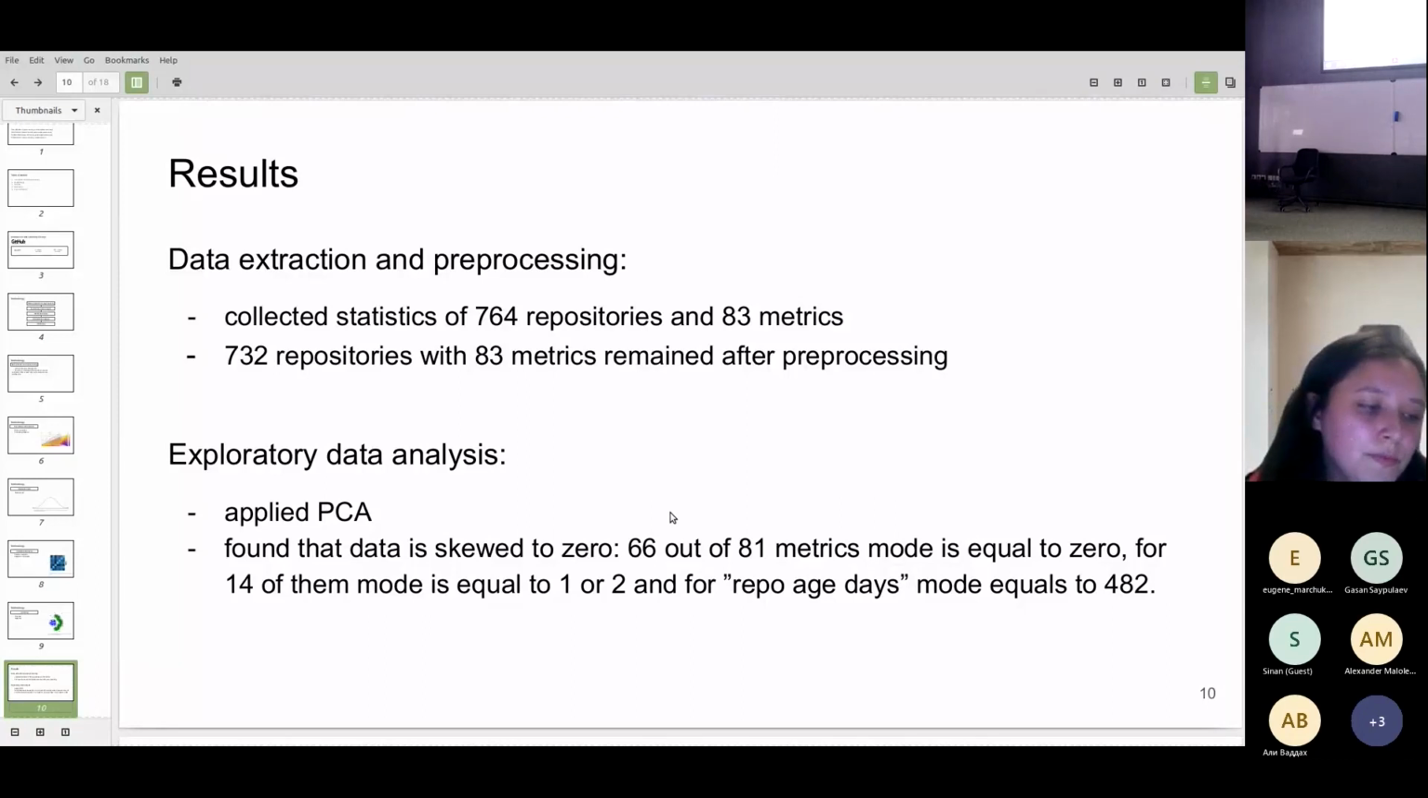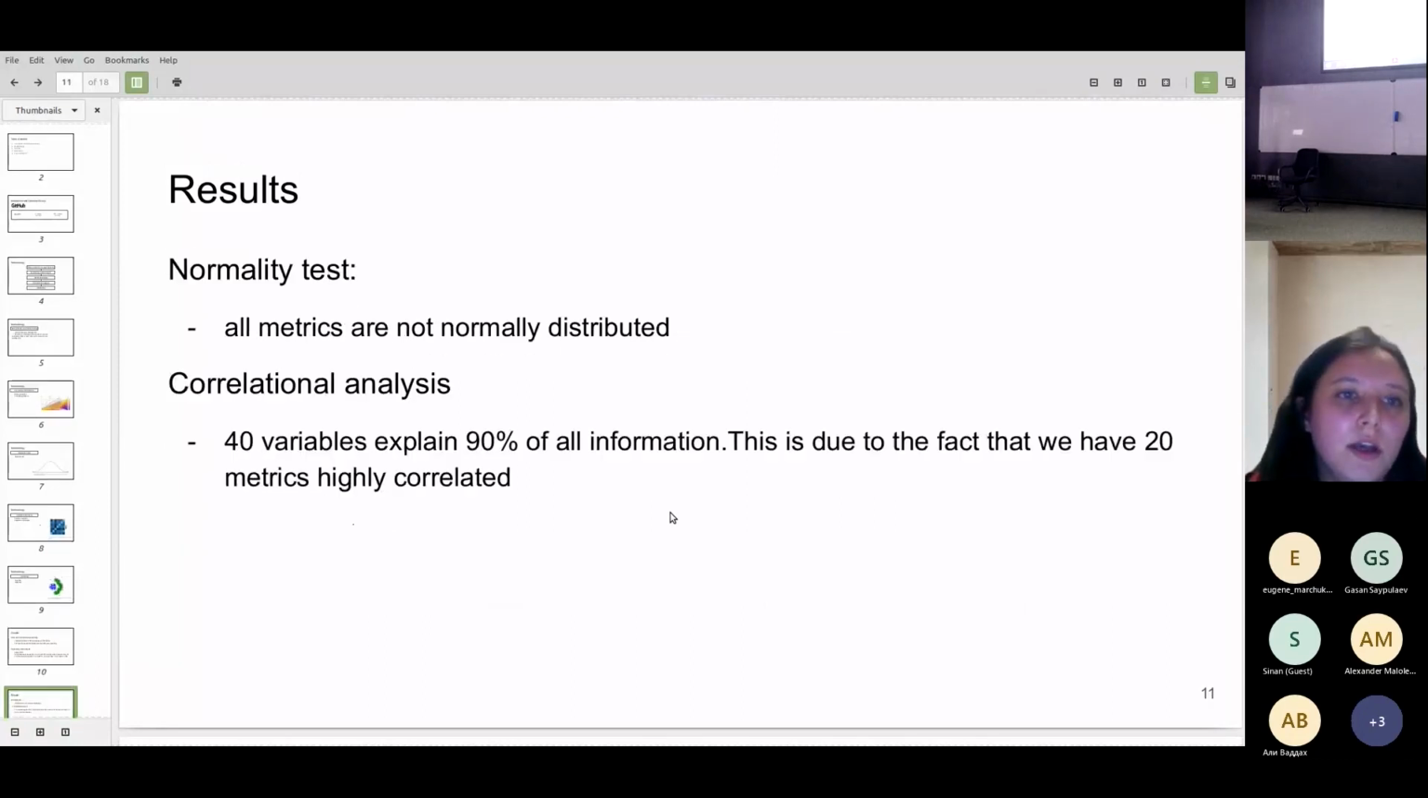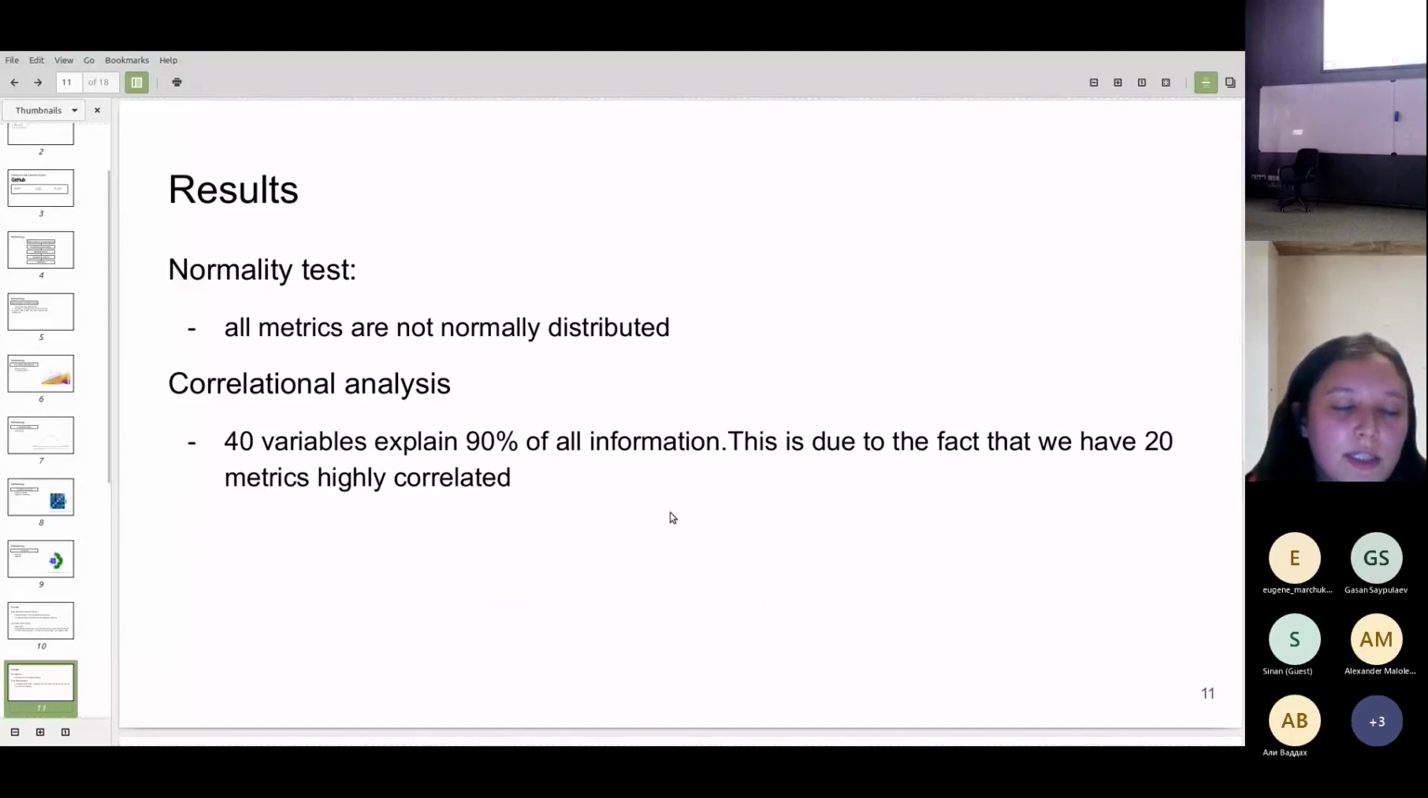And after that, we applied Kolmogorov-Smirnov test, and it shows that the data are not normally distributed. And so it means that if we calculate Pearson correlation coefficient, it wouldn't be normally distributed. And after that we go to calculate correlational matrices.